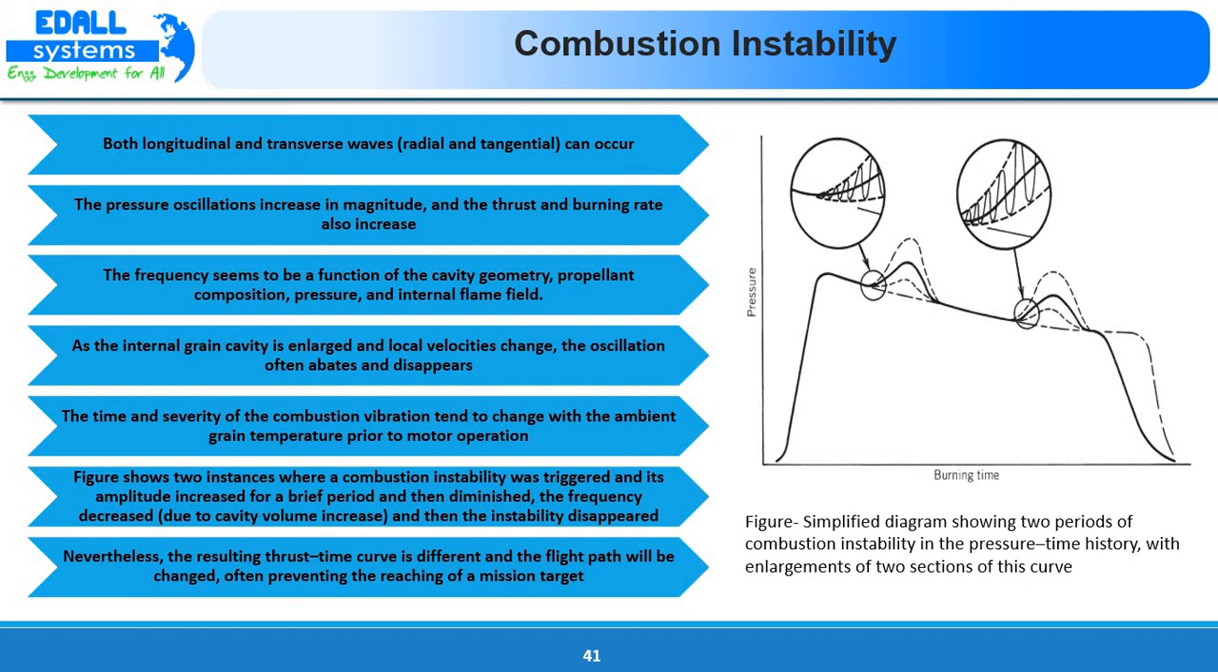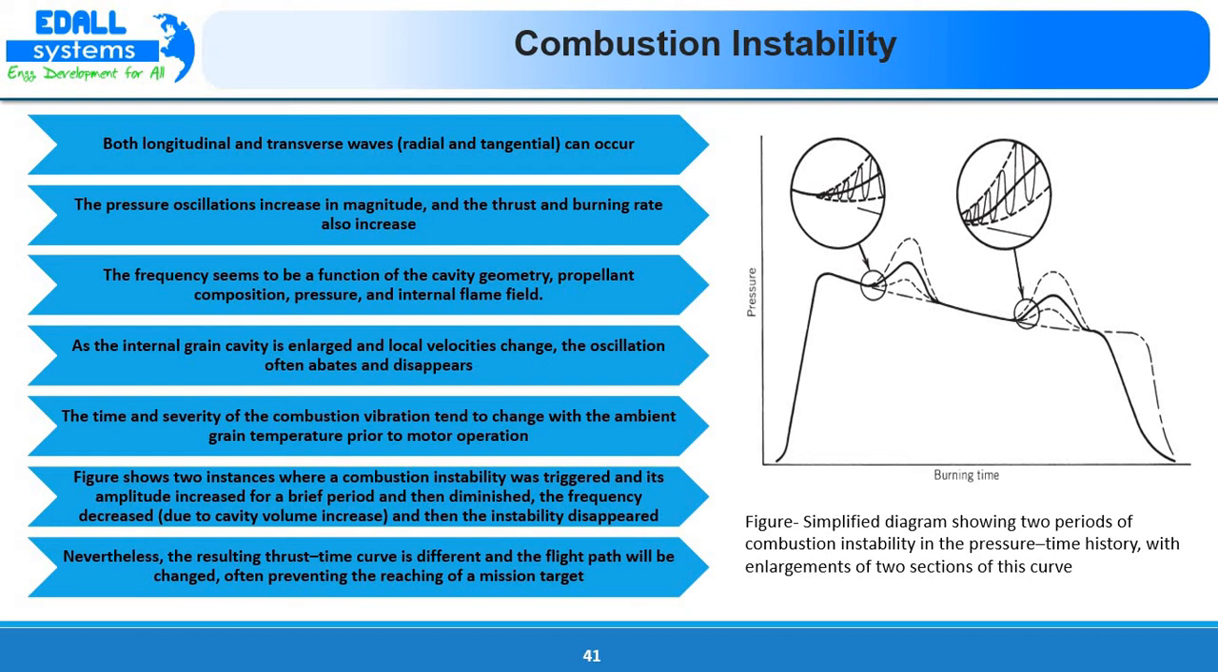The pressure oscillations increase in magnitude, and the thrust and burning rate also increase along with this. Then the frequency seems to be a function of the cavity geometry, propellant composition, pressure and internal flame field. So if we vary these factors, then we may be able to control the frequency of this oscillation. As the internal grain cavity is enlarged and local velocities change, the oscillations often abate and disappear. The same may not happen for each grain. The time and severity of the combustion vibration tend to change with the ambient grain temperature prior to motor operation.